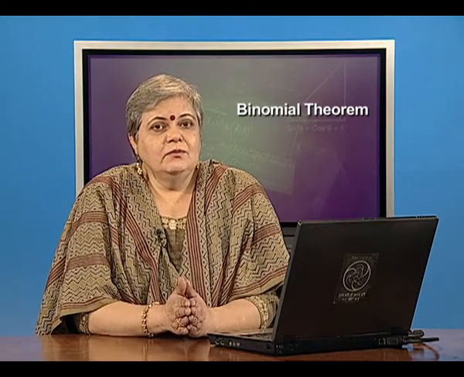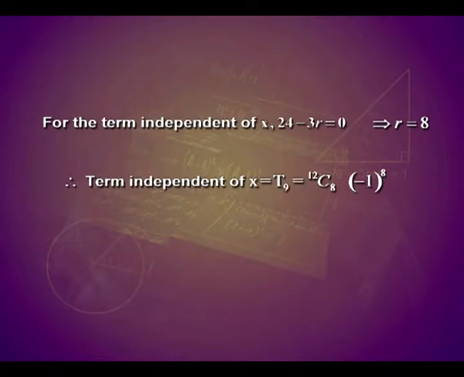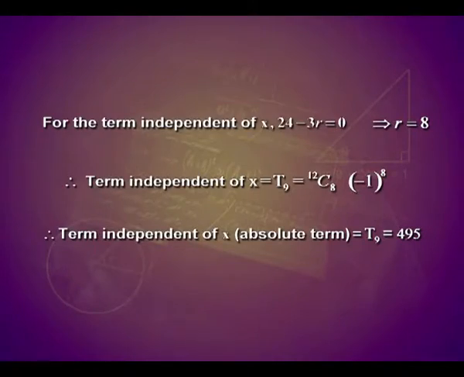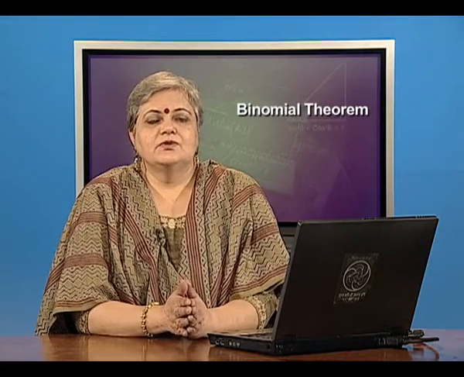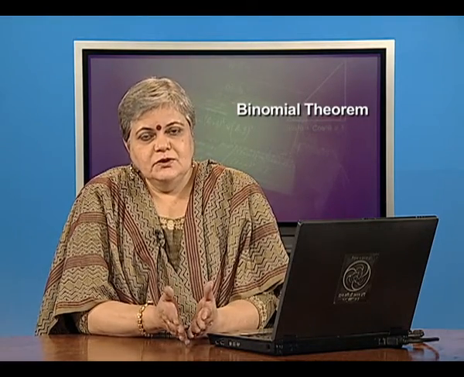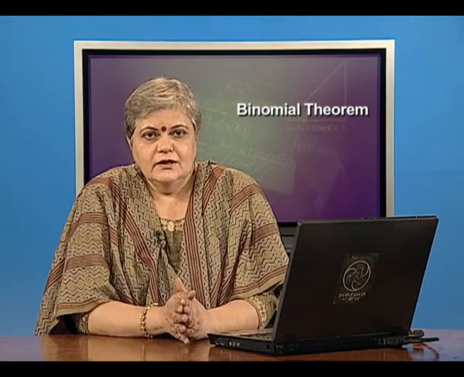In this case, I am looking at the independent term. That means I am going to put 24 minus 3r equal to 0. That gives us r as 8. So, the term independent of x, position wise, will be the 9th term, but we have to get the value of it. That will be nothing but 12C8 into (-1)^8. I have an even power, and therefore the term reduces to a positive term. In numerical value, it is 495. Sometimes certain authors and textbooks also call the term independent of x the absolute term. So, you may be asked to find the absolute term, but typically this is exactly what you would be doing.